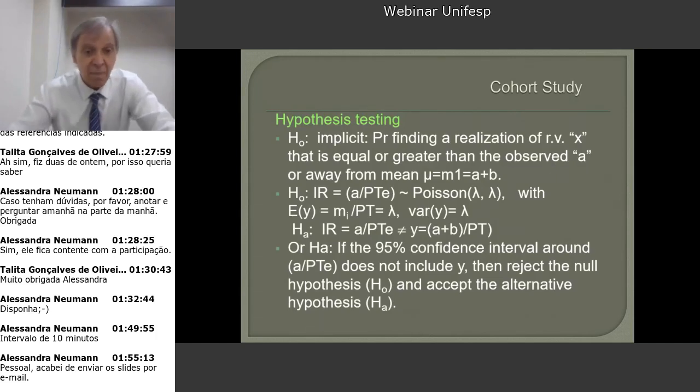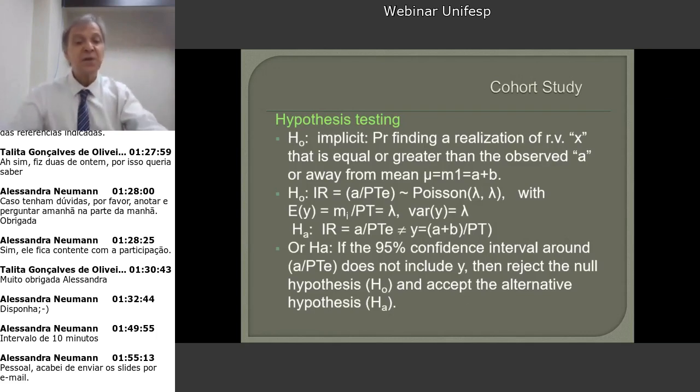So implicit in this hypothesis test is the probability of finding a realization of the random variable X that is equal or greater than the observed A, or away from the mean M1, which is A plus B. That's how you construct this. You construct a null hypothesis of the incidence rate, A over PT1, which I assume follows the Poisson, and the expectation of that is M1 over PT. It's my best expectation. It's the general incidence rate in the community. That's my parameter, my mu or my lambda. And the variance of that is also lambda.